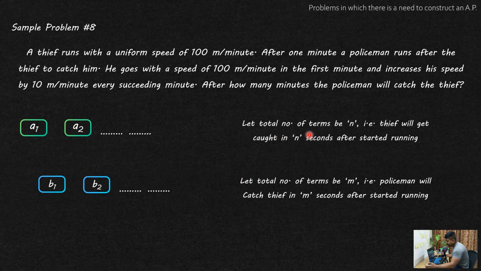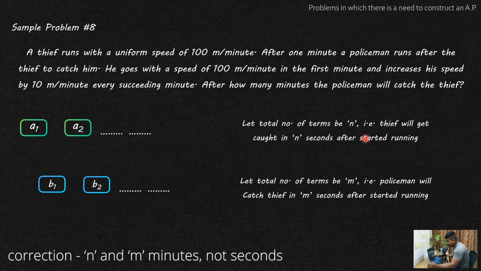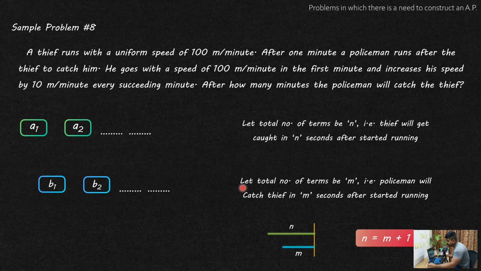Now let the total number of terms be n. That is, the thief will get caught in n minutes after he started running. And here let the total number of terms be m. That is, the policeman will catch the thief in m minutes after the policeman started running. Now, since we know this is the time taken by the thief and this is the time taken by the policeman, n is equal to m plus 1.